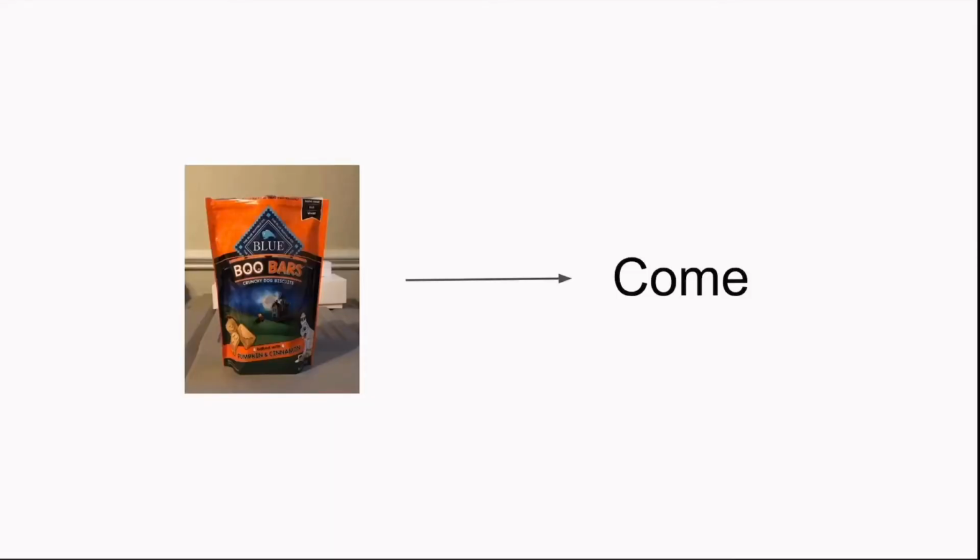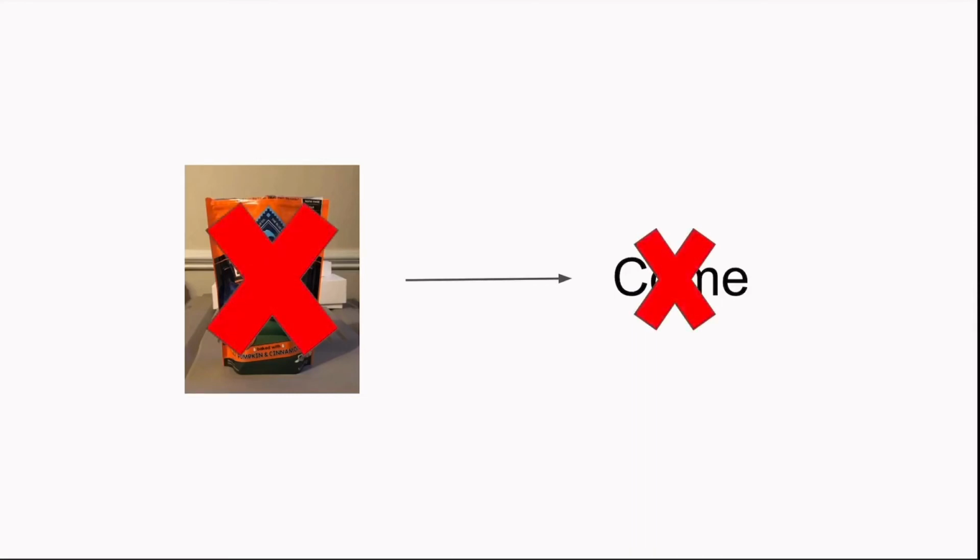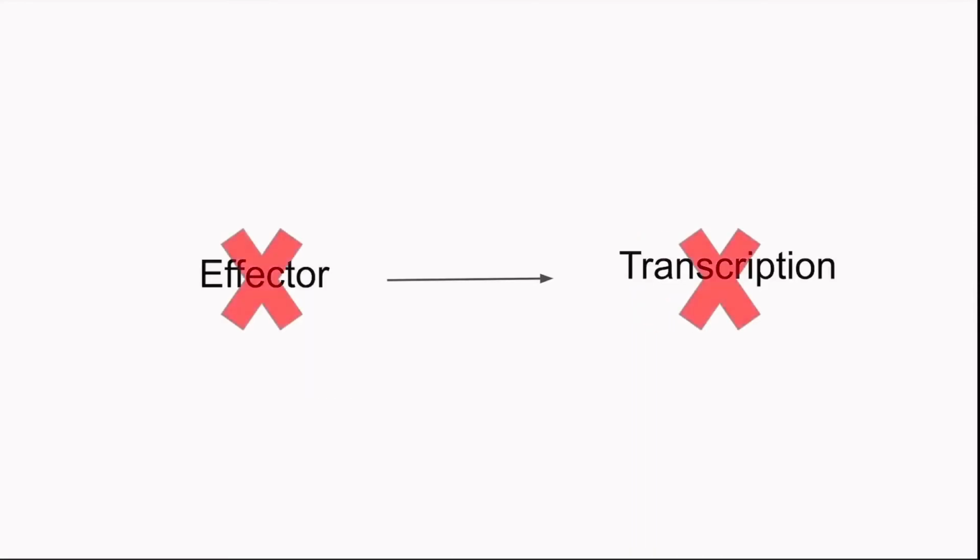As we can see, in the absence of a treat, Henry will not come to me. In other words, in the absence of the effector molecule, the command or activator protein is not able to stimulate the transcription of the action of Henry coming to me.